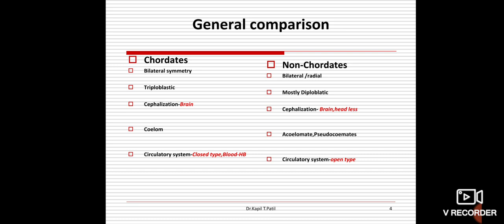But when you see a non-chordate, the circulatory system is open type, meaning their internal organs directly bathe in the blood. No blood vessels, no system is there to carry blood. As well, in a chordate, blood generally carries HB, hemoglobin. This hemoglobin is also absent in a non-chordate. Another respiratory pigment present in a non-chordate is hemocyanin, and hemocyte and hemolymph are also there.